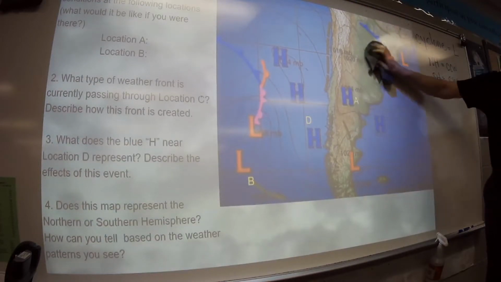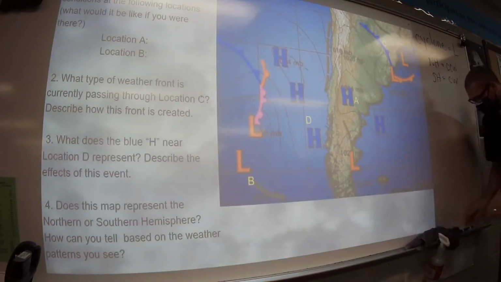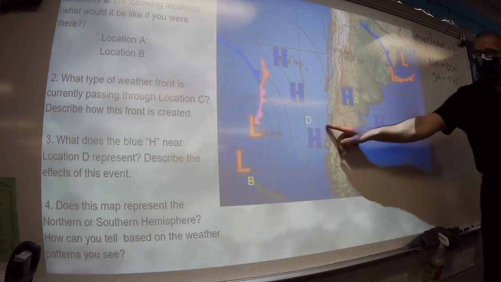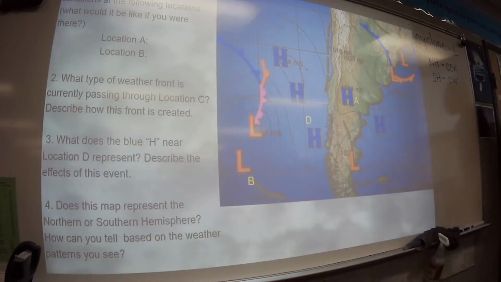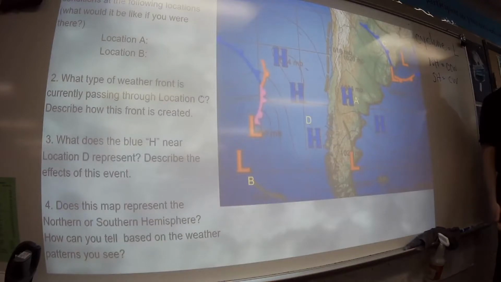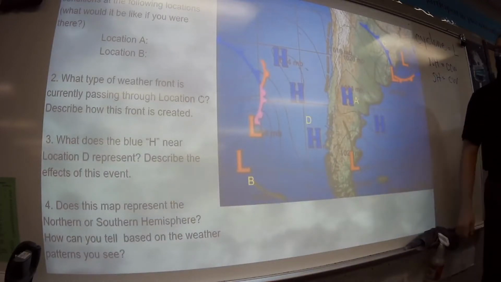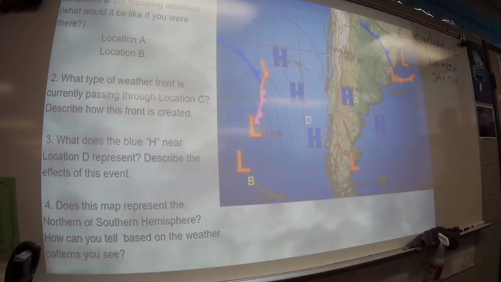All right, number 3. What does the blue H near letter D represent? Blue H, what is that thing? What would we call it, Zach? Anticyclone. High pressure center, cooler air, more dense, high pressure. Brings us those clear skies like we were talking about here. Number 4, we already said this is the southern hemisphere. That's South America. How do I figure it out without those arrows that I just drew on there? How would I figure it out? Logan? Where would I look?